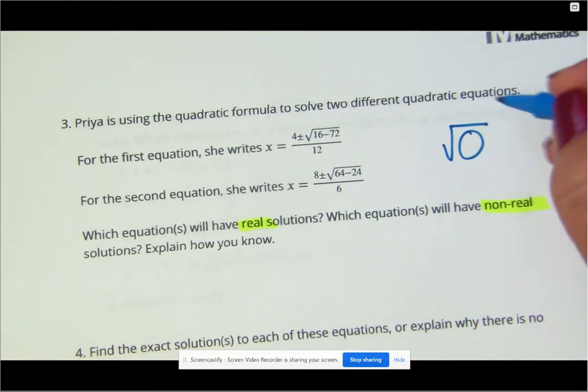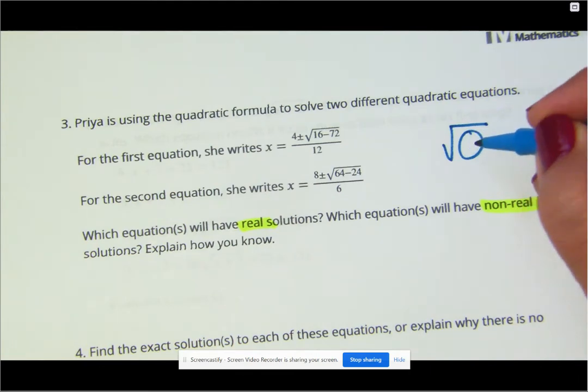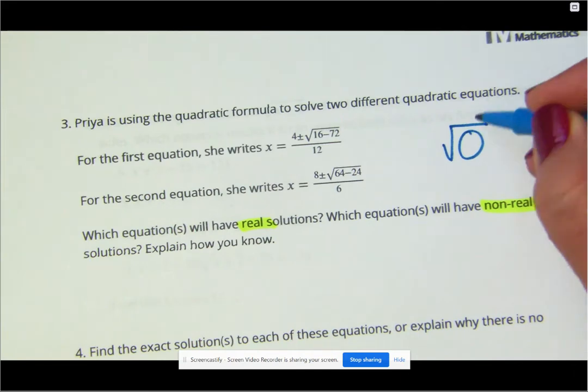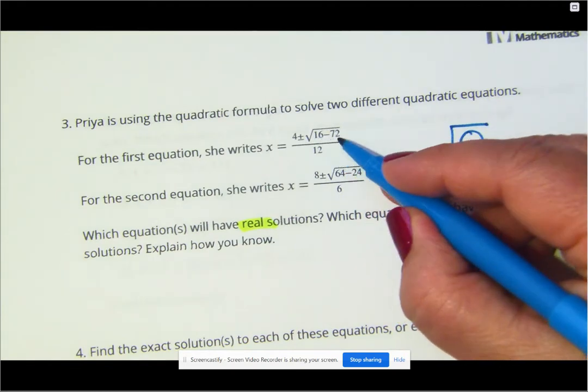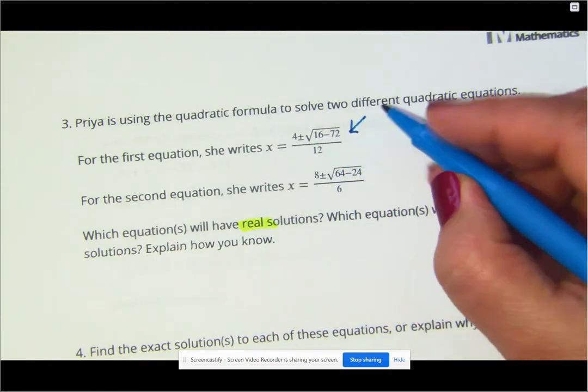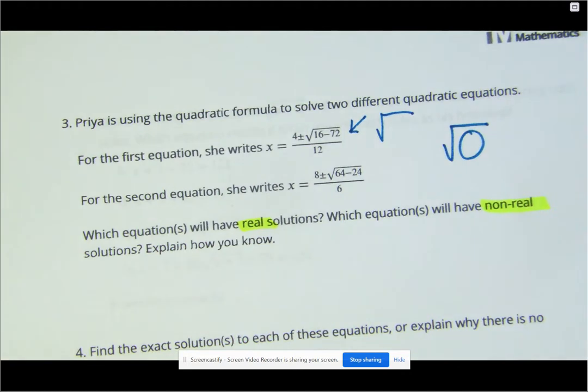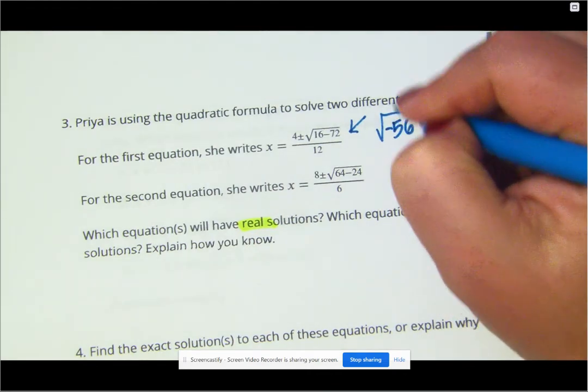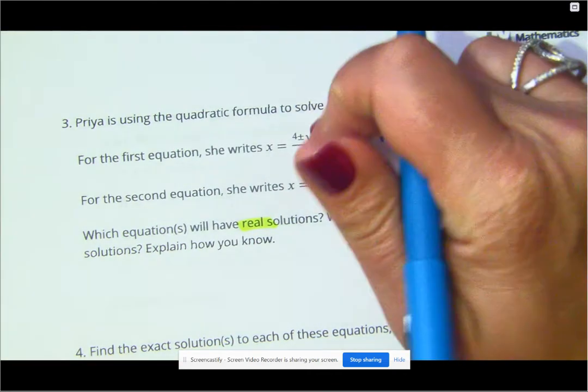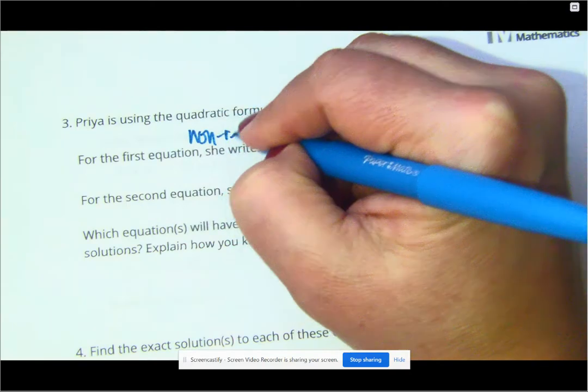If you end up with a negative under the radical, well, that means you have an imaginary number, right? So those are going to be non-real. If you end up with a positive number in here, well, then we're dealing with real solutions. So all we need to do is really look here. So on this problem, 16 minus 72, what is that? Should know that quicker. That's -56. That's a negative. This problem is going to have non-real solutions.